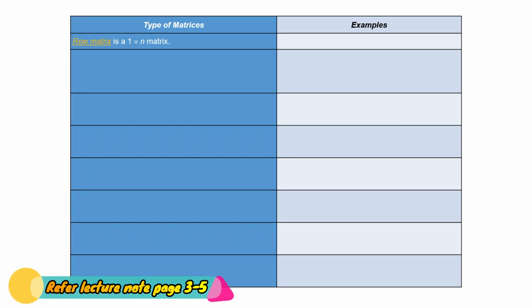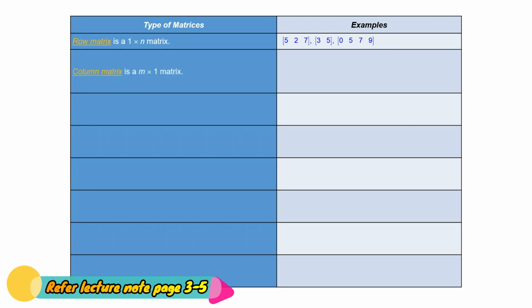A row matrix is a 1 by n matrix, meaning that we only have one row and n columns. For example, 5, 2, 7 is a 1 by 3 matrix, which is a row matrix. 3, 5 is also a row matrix. 0, 5, 7, 9 is also a row matrix, where we have one row and 4 columns.